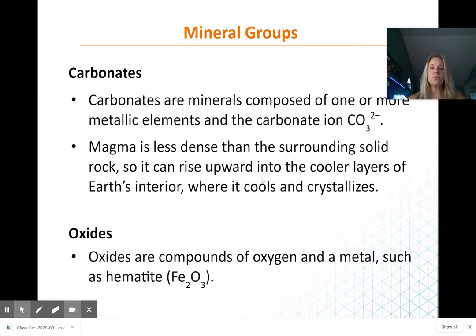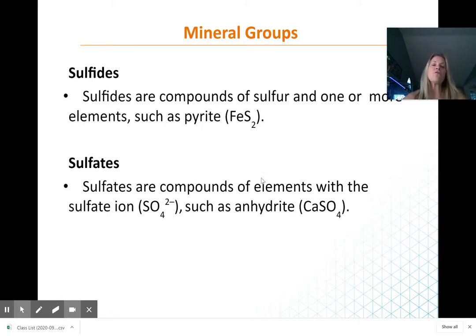And so what happens with the carbonates is that when the magma is really dense, it rises up and cools in different layers and it crystallizes, which is kind of cool. We get to see different minerals crystallizing within the carbonate. And then also oxides, they produce metals. So like I mentioned before, hematite is a really good example. All right, and then sulfides and sulfates.